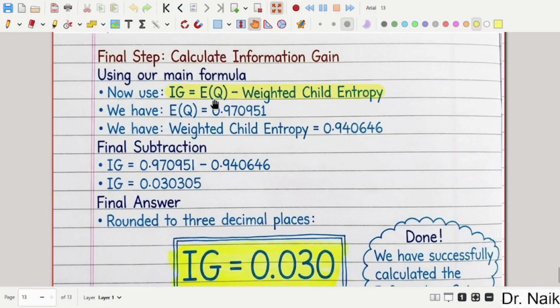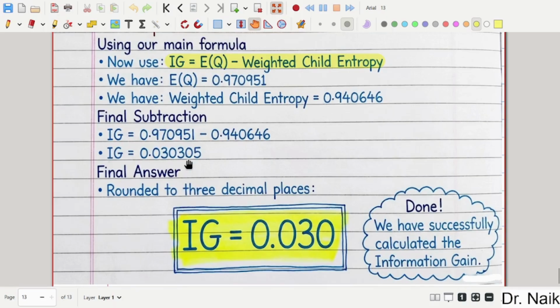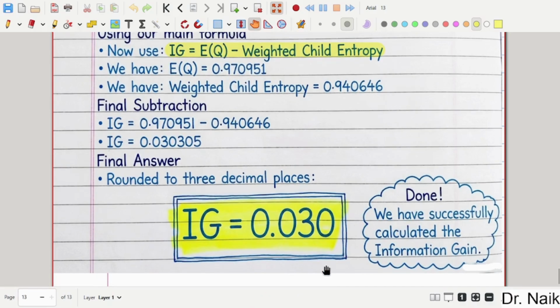Information gain is calculated by the formula: entropy of the parent node minus weighted child entropy. We calculated the entropy of the parent node as 0.970951 and the weighted child entropy is 0.940640. So information gain is equal to 0.970951 minus 0.940646. So it becomes 0.030305. Rounded to three decimal places, it becomes 0.030. So we successfully calculated the information gain. Thank you.